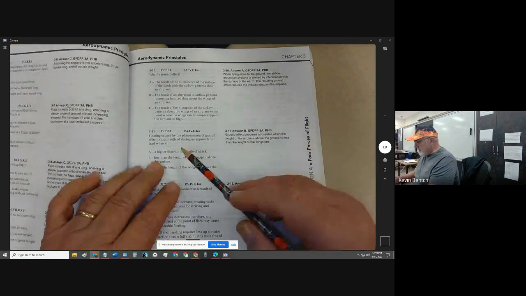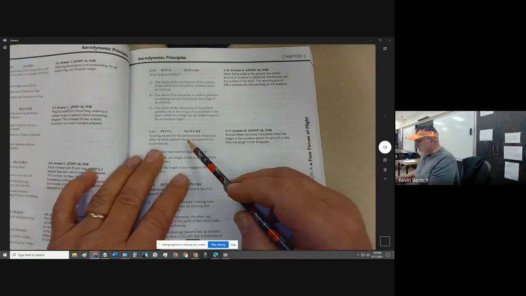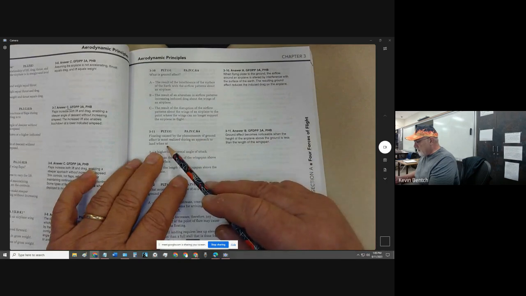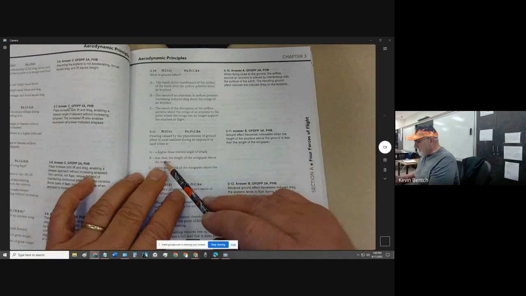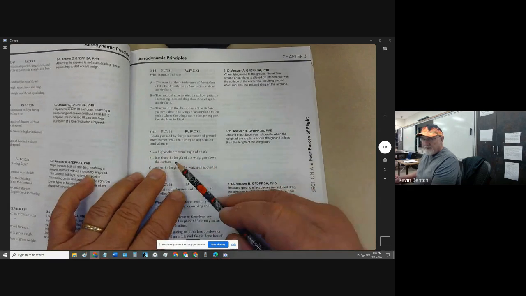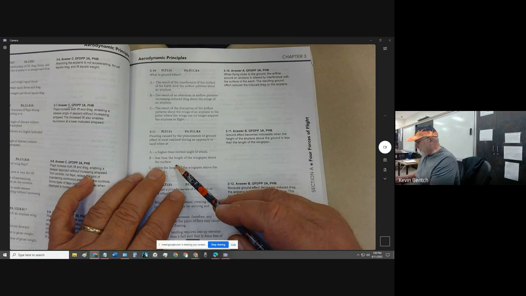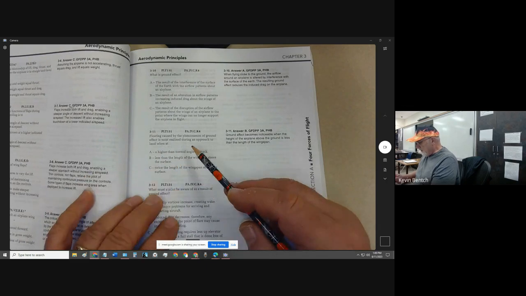So the next one, 3-11, floating caused by the phenomenon of ground effect is most realized during an approach to land when at B, less than the length of the wingspan above the surface. So what's the wingspan? It's about 38 feet, something like that. And I'd have to look in the book. But whatever the wingspan is, once you get lower than that, then you begin to get in ground effect, and the plane's going to fly a little better than it otherwise would.